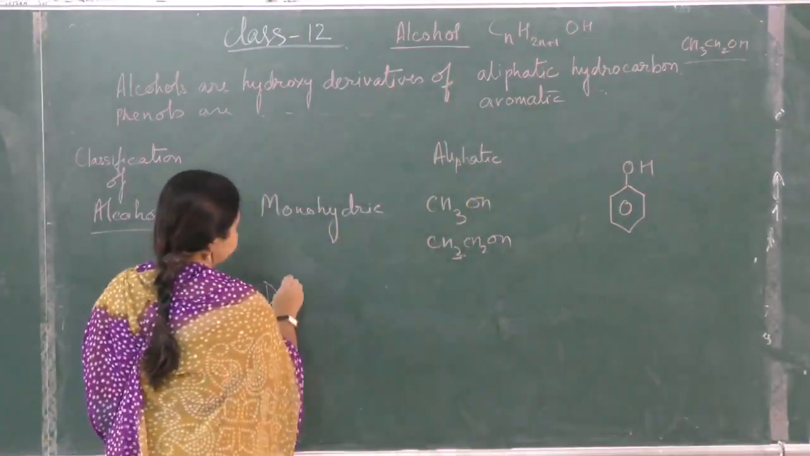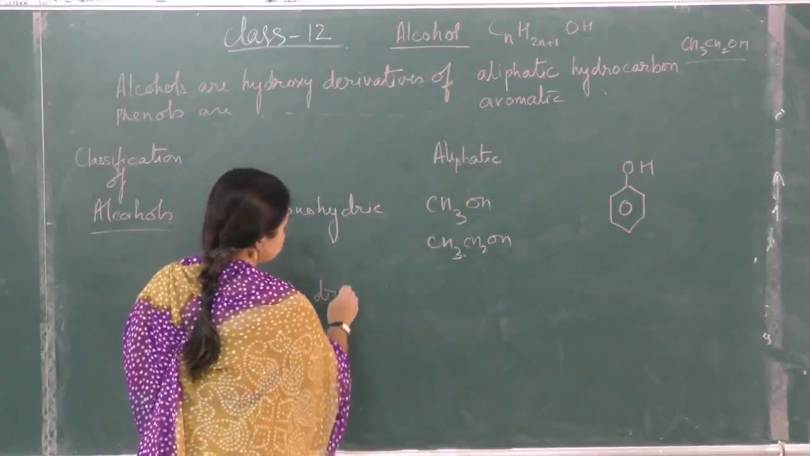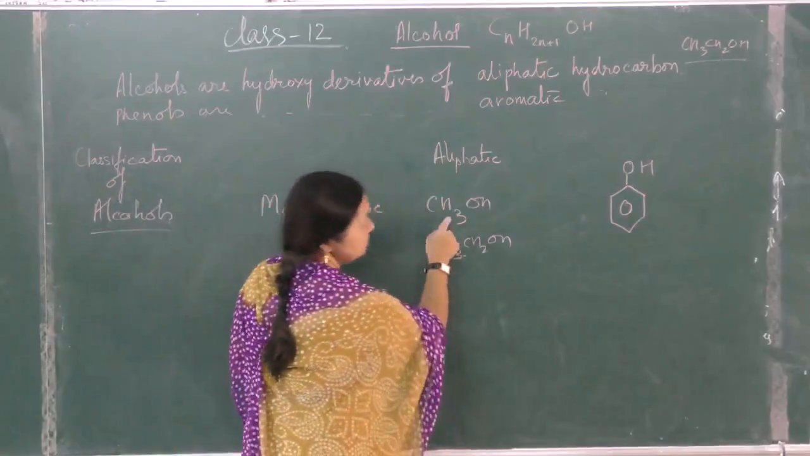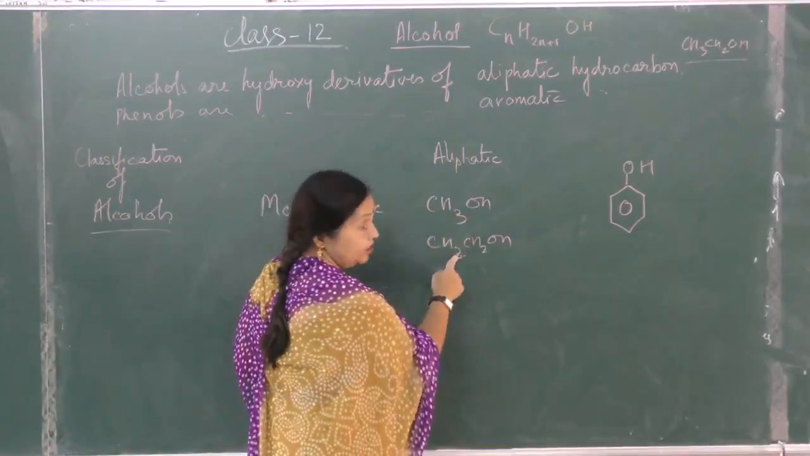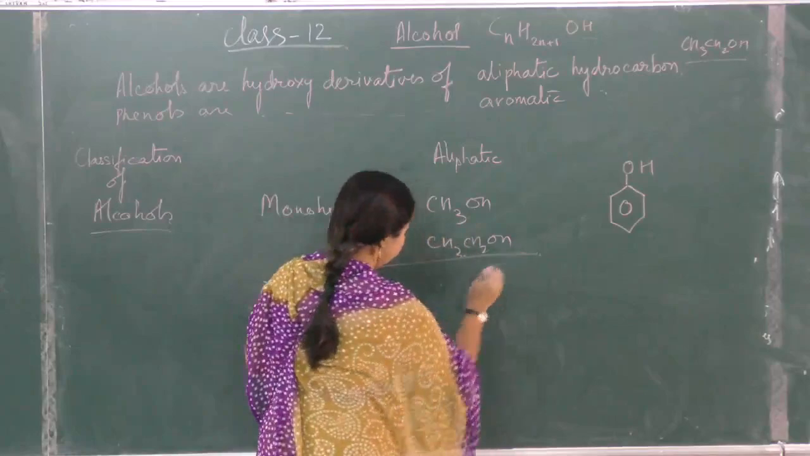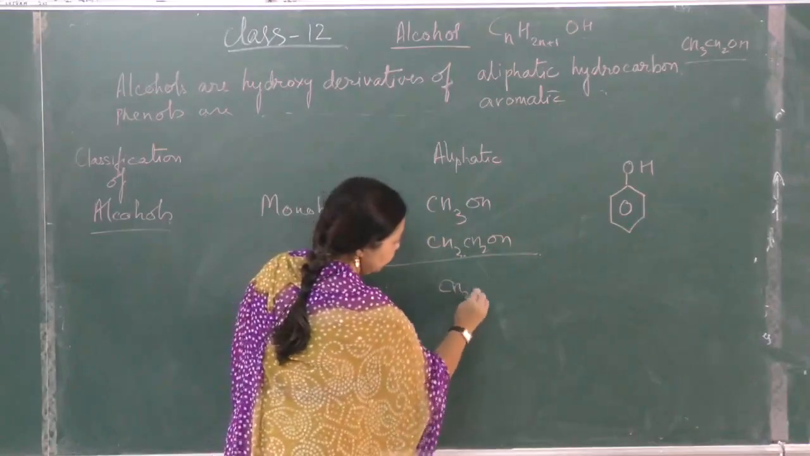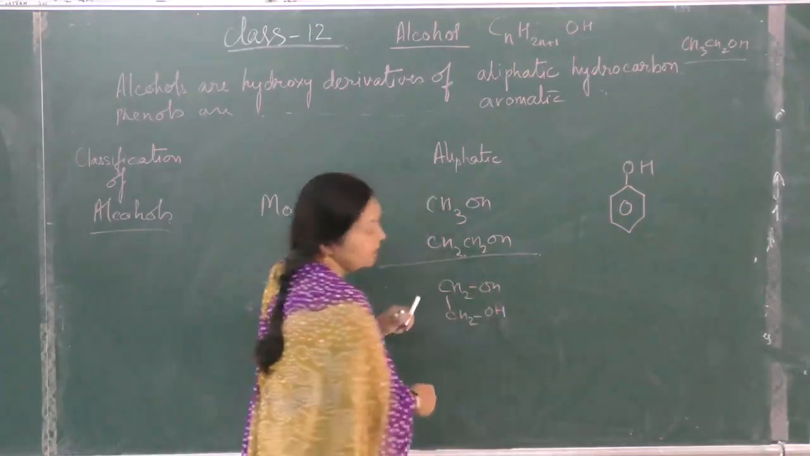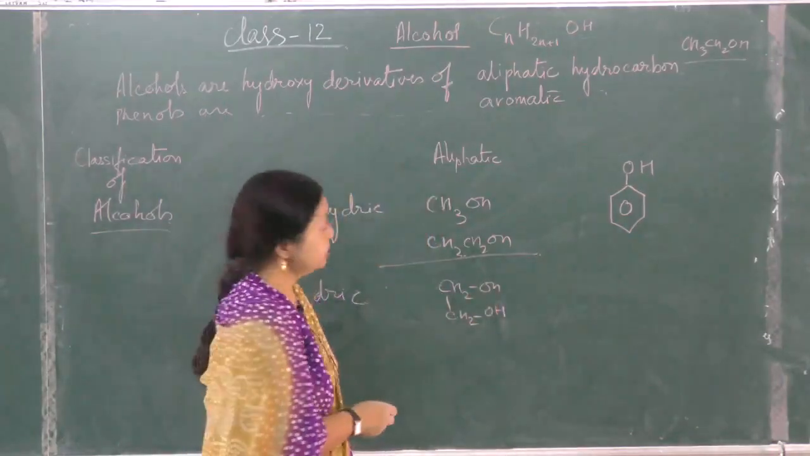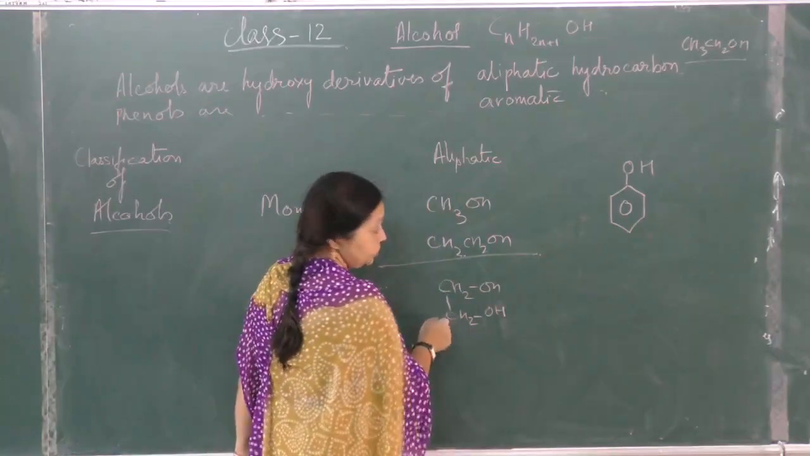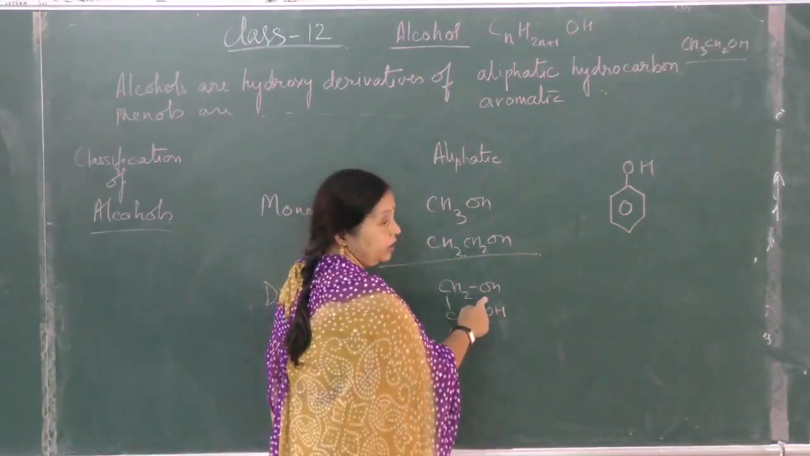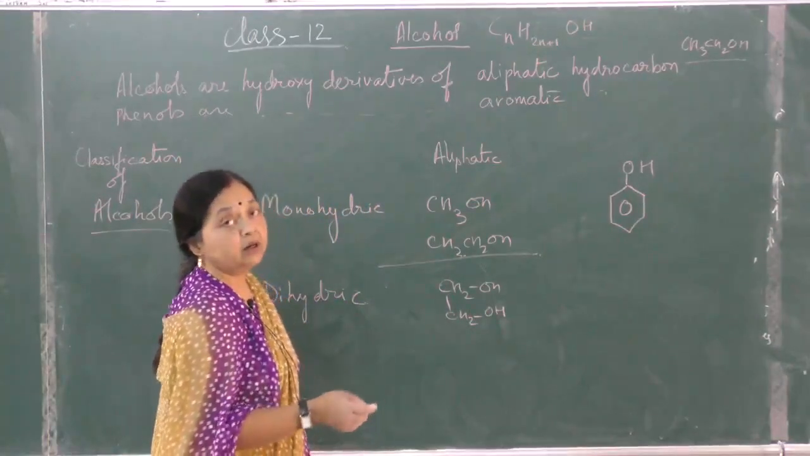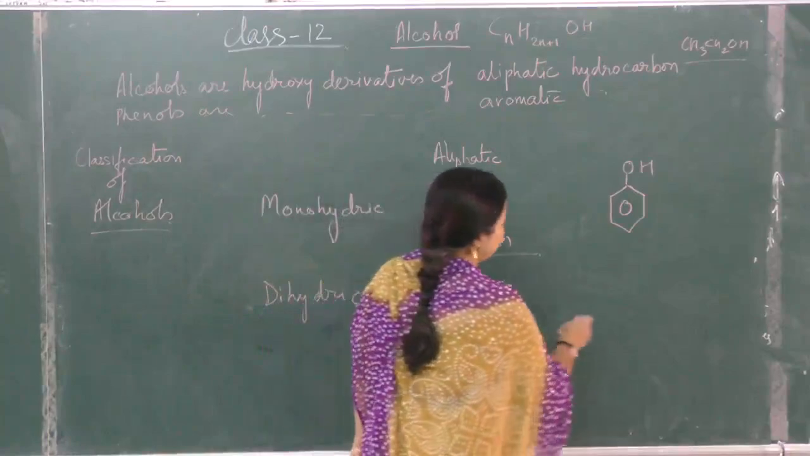Then dihydric, where there are two OH groups. This is methanol, this is ethanol, now two OH groups: CH2OH, CH2OH. Ethane 1,2 diol, that is ethane, carbon number 1, carbon number 2, diol. This is the dihydric alcohol. It's also called glycol in the common naming system.